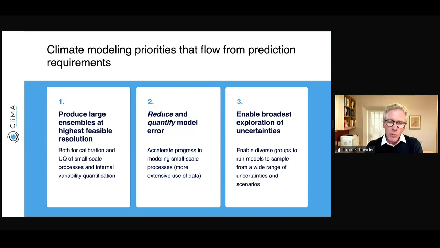And in the end, you want to have models that diverse groups of users can use to explore uncertainties broadly, to sample broadly from all sources of uncertainties. That includes initial condition uncertainties, includes sampling from model errors that need to be quantified. Once you have quantified them, you can sample from them. That includes structural model errors, and you need to explore scenario uncertainties in the same way. It means that you need climate models that you can run relatively efficiently.